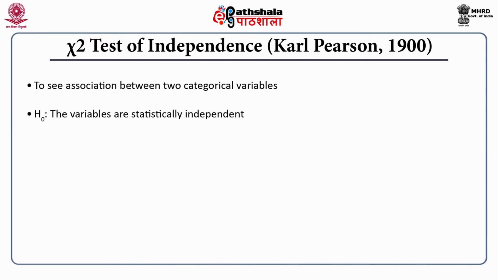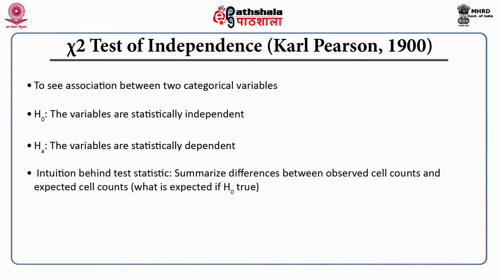So here the null hypothesis is that the variables are statistically independent, while the alternate hypothesis is that the variables are statistically dependent. So these two hypotheses are being tested with our chi-square test. The intuition behind the test statistic is to summarize the difference between observed cell counts and expected cell counts. What is expected if the null hypothesis is true? That is what you call the expected cell count.